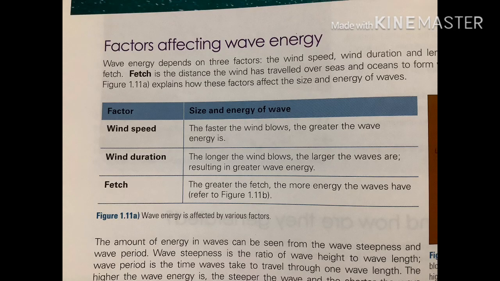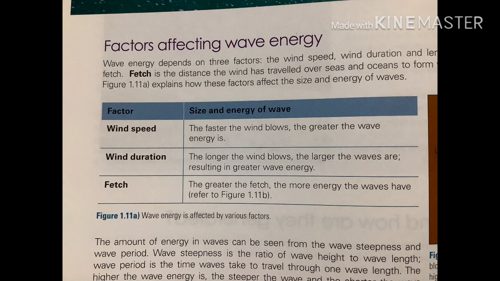More importantly, there are three factors that will affect the wave energy itself. The three main factors are of course wind speed, wind duration, and fetch. If you're talking about wind speed, the faster the wind blows, the greater the wave energy will be due to the transference of energy from the wind itself to the water surface. For wind duration, the longer the wind blows, you will also consequently have a larger wave because there's more energy being released onto the water surface itself.